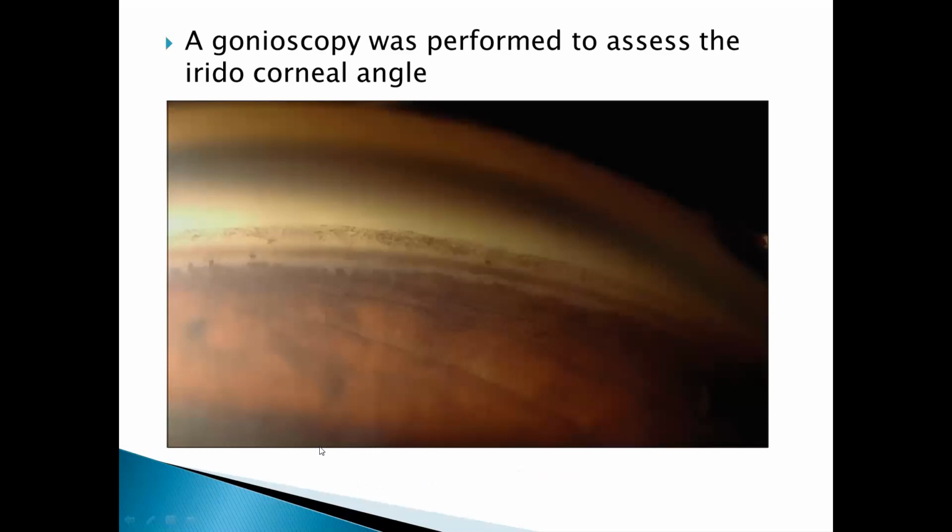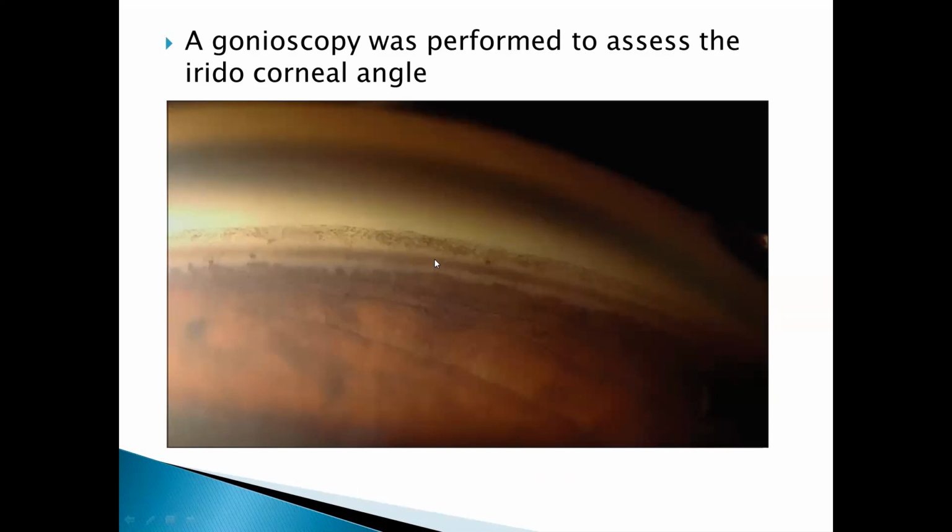So gonioscopy was performed to assess the iridocorneal angle. A gonioscopy involves putting a lens onto the eye and taking a look at the angle, or that space between the iris and the cornea. So that is called the iridocorneal angle, and there are several structures that you can identify. This anteriormost one, brownish one, is called the Schwalbe's line. That is the corneoscleral junction.